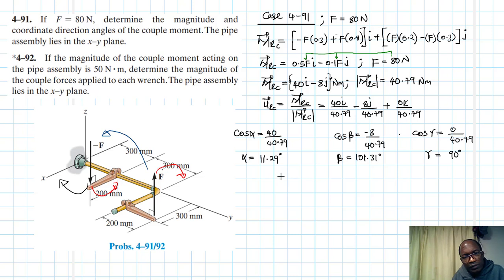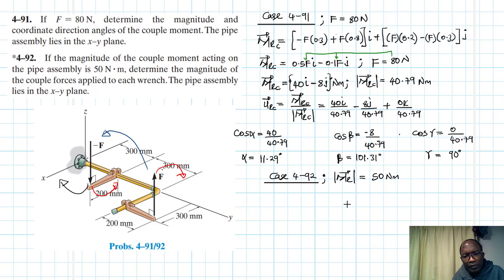What is the second case? So let's write it down. Second case is 4-92, and here we have been asked to find the magnitude of the couple forces given the resultant couple moment. So we already have the expression. So here we've been given that the M_R magnitude is equal to 50 newton meters.